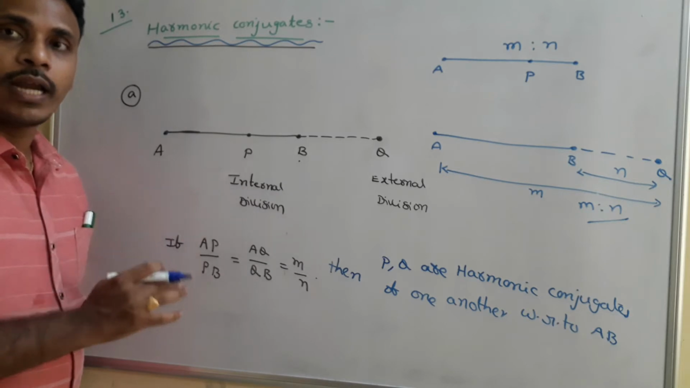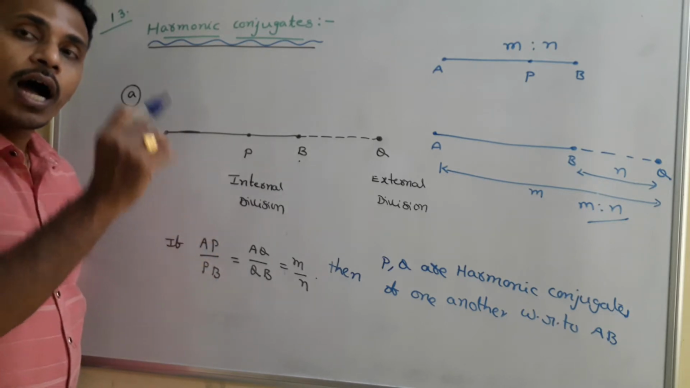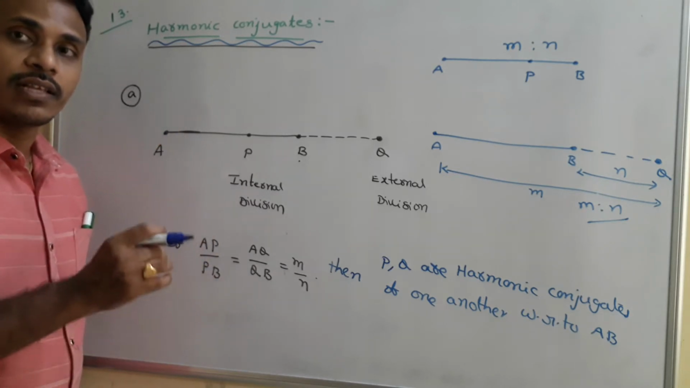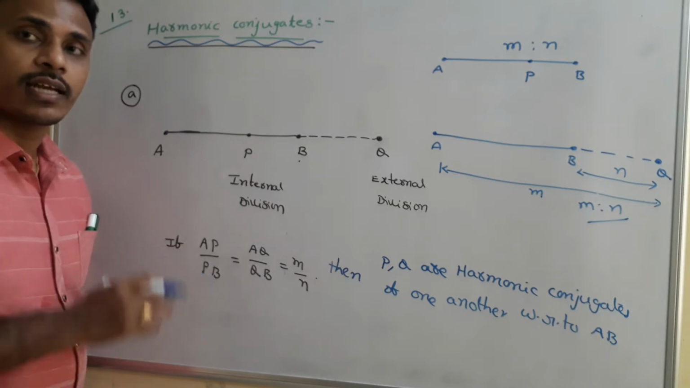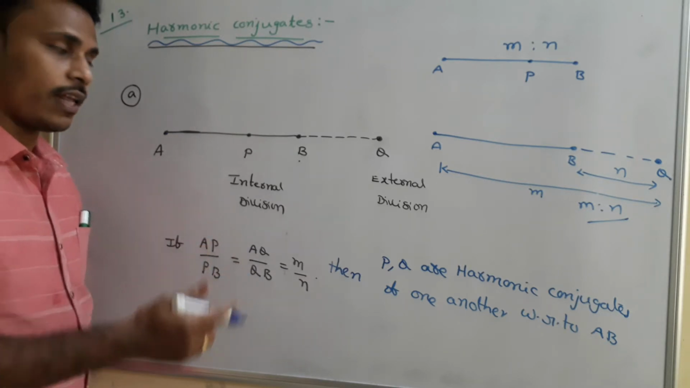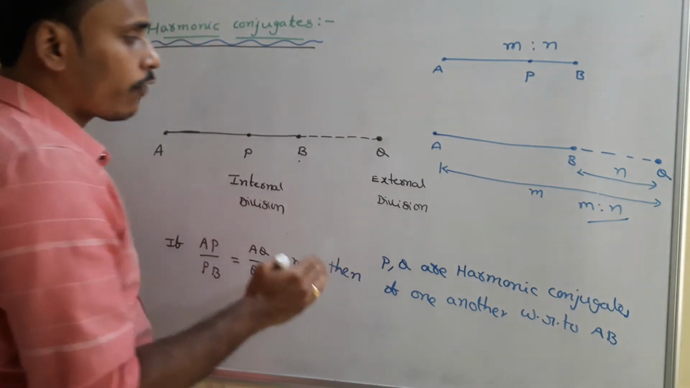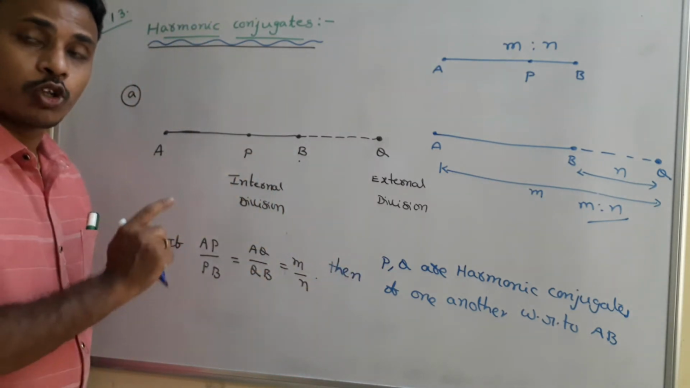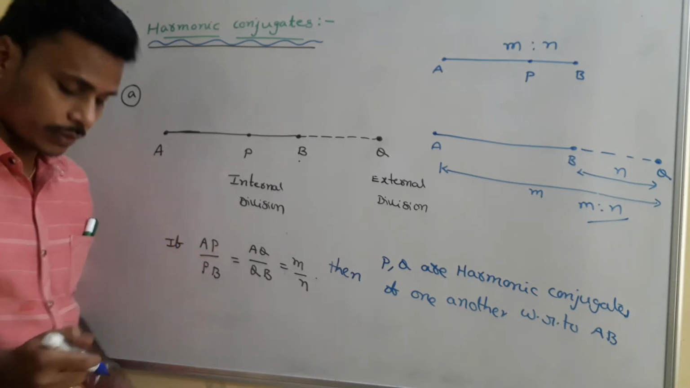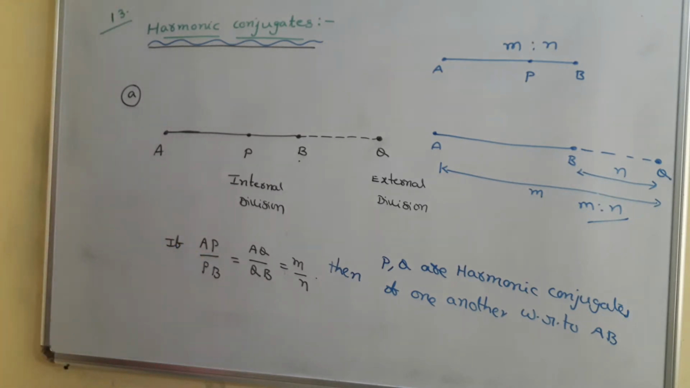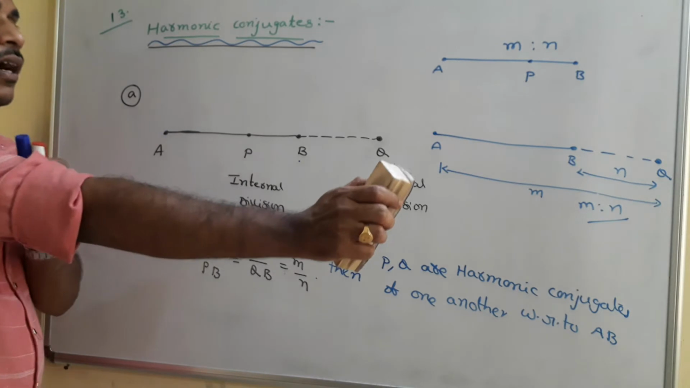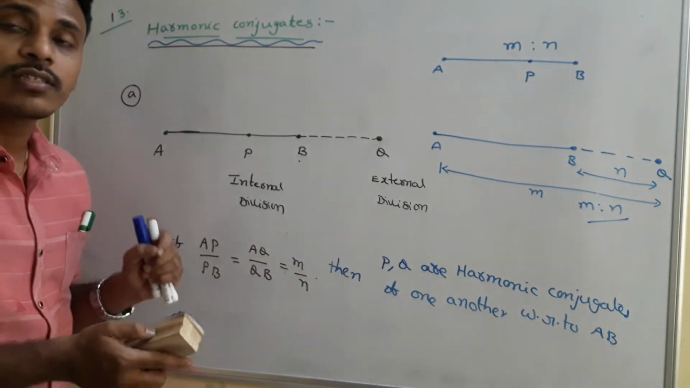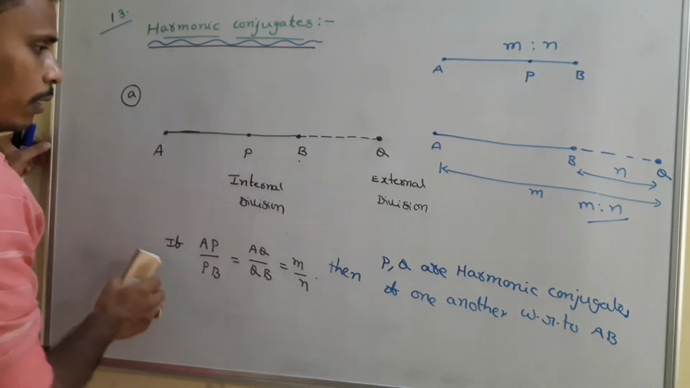One internal point and the other external point, dividing the line segment AB in the same ratio, we call those two points harmonic conjugates of one another. P is the harmonic conjugate of Q and Q is the harmonic conjugate of P, with respect to the line segment AB. So at the end we conclude that for harmonic conjugates the ratio is the same.